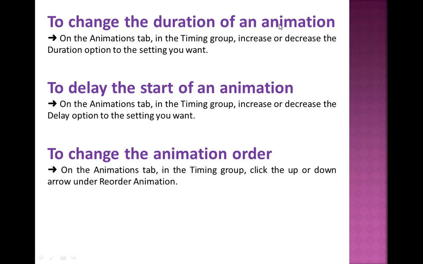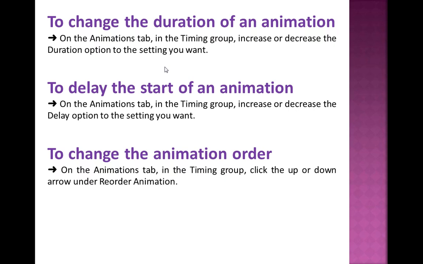How to change the duration of an animation? Go to the animation tab, click on the timing group, you can increase or decrease the duration option to the setting that you want. Means if you want the first slide to appear for 50 seconds, let's say for example, and the second slide to appear for 1 minute, you can change the time by increasing or decreasing its duration.